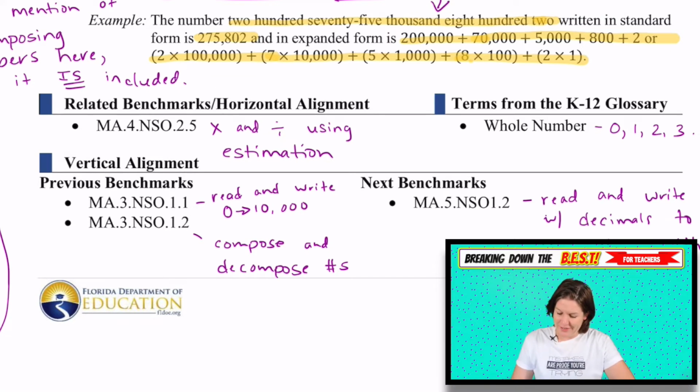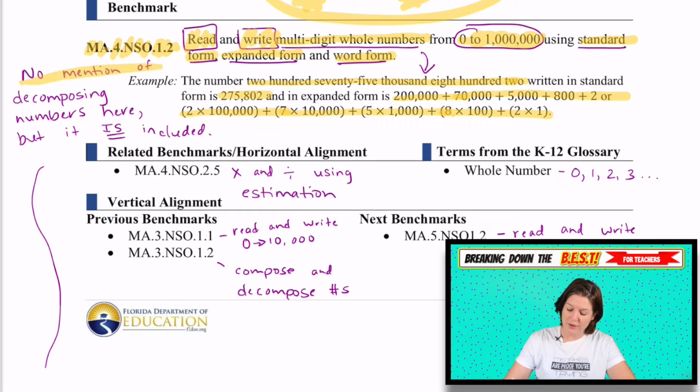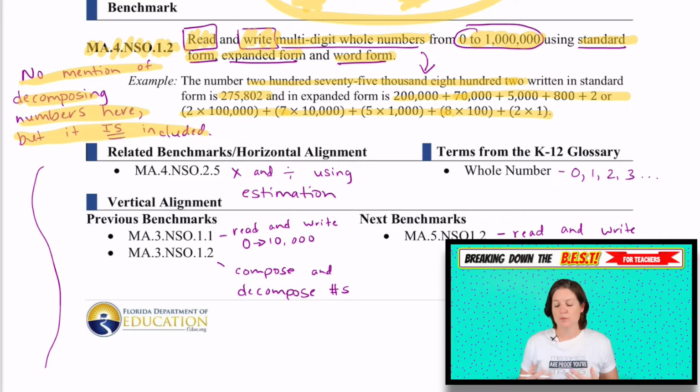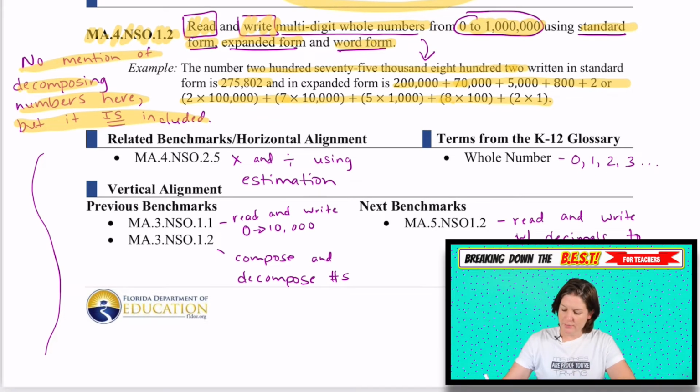We're in this together. Okay, I wrote here that there is no mention of decomposing numbers here, but it is included. When you see expanded form, like the two ways that they give you there in the example, those are ways to decompose numbers, but you'll see another way here where it's more like a numeral word decomposition. I'll show you in a minute. The related benchmark that they're stating here on this document is multiplication and division using estimation. Okay, I guess. I mean, you'll apply what you've learned to that standard for sure.